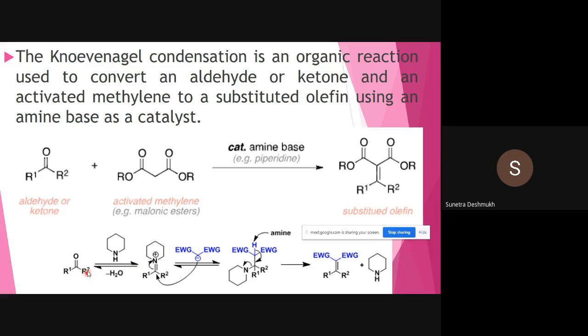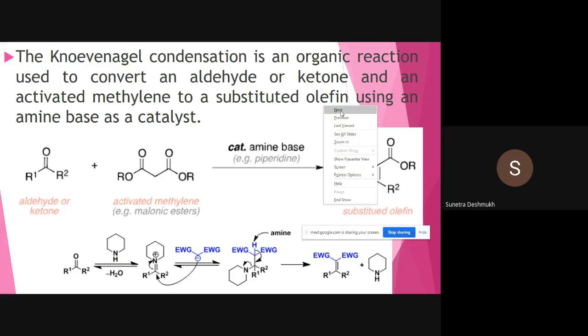So we have to carry out the reaction between an aldehyde or ketone in the presence of piperidine. Here is the structure of piperidine. Okay, so what is the definition? The Knoevenagel condensation is an organic reaction used to convert an aldehyde or ketone and an activated methylene compound to a substituted olefin using an amine base as a catalyst. Okay, so this is the general reaction regarding the olefin. The same thing we have seen in the case of Stokes condensation. We generated a carbon-carbon double bond in Stokes condensation also.